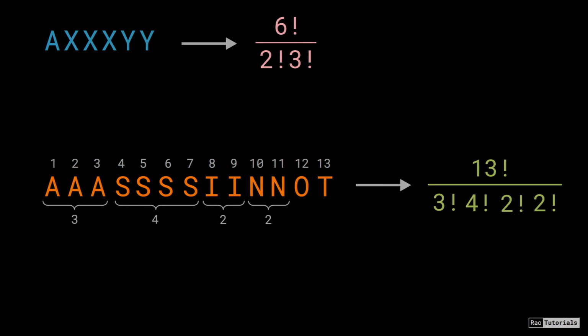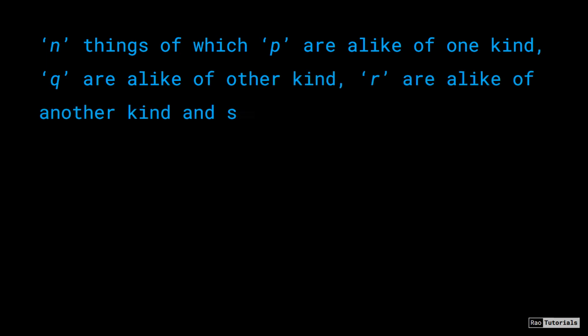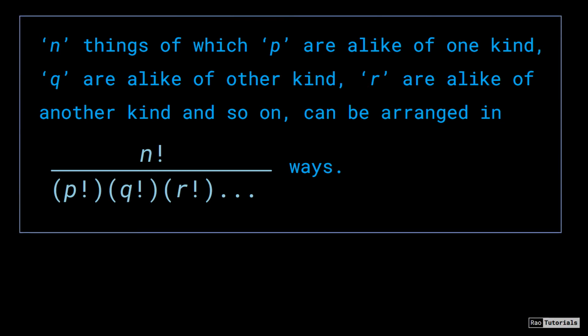In general, n given things, of which p are alike of one kind, q of another kind, r of another kind, and so on, can be arranged in n factorial divided by the factorial of the frequency of repeated objects.